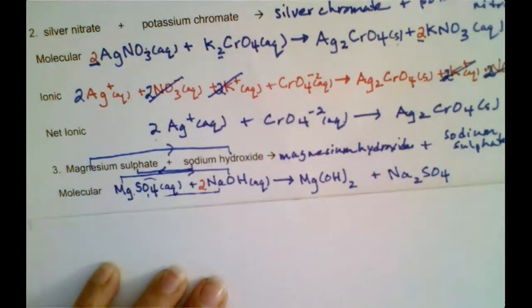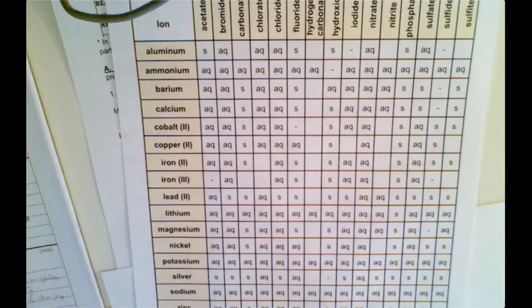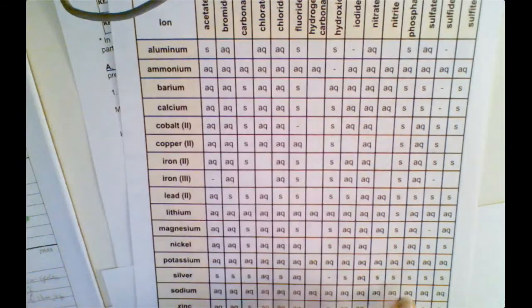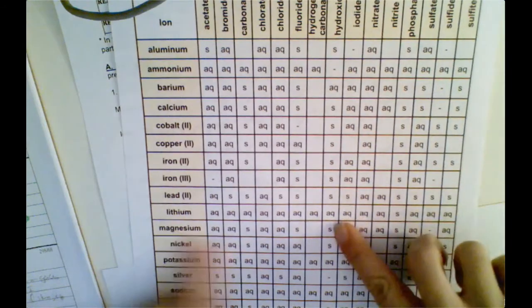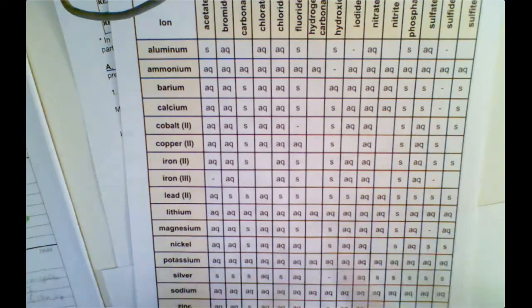Which of these is the precipitate? Well, let's take a look. It's either going to be magnesium hydroxide or sodium sulfate. Let's take a look at sodium sulfate. Here's sodium, and I go across. Here's sulfate. That is aqueous. So that remains in solution. It is not your precipitate. The other option was magnesium hydroxide. Let's take a look. Here's magnesium. Here's hydroxide. You go until you meet. There's your solid. So that means that magnesium hydroxide is your precipitate.